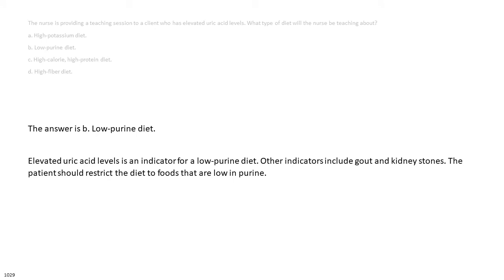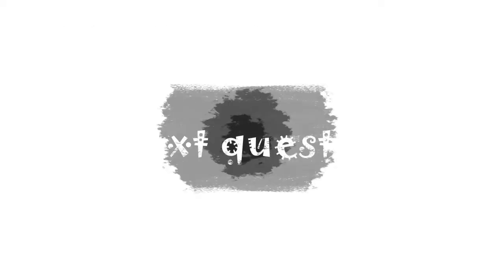The answer is B. Low purine diet. Elevated uric acid levels is an indicator for a low purine diet. Other indicators include gout and kidney stones. The patient should restrict the diet to foods that are low in purine.